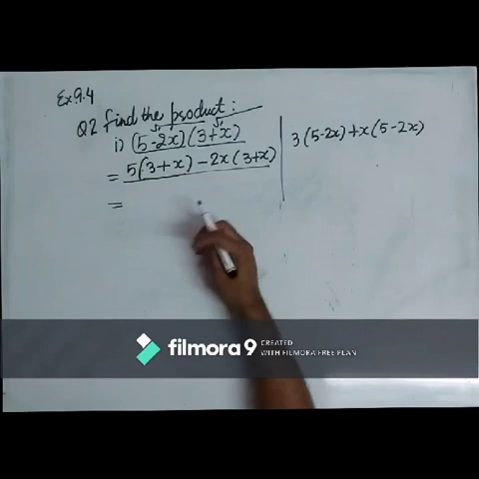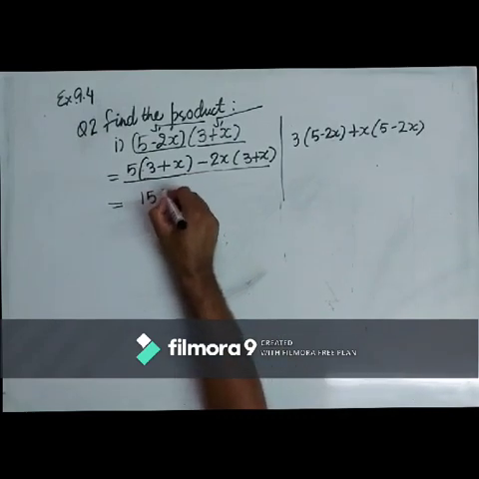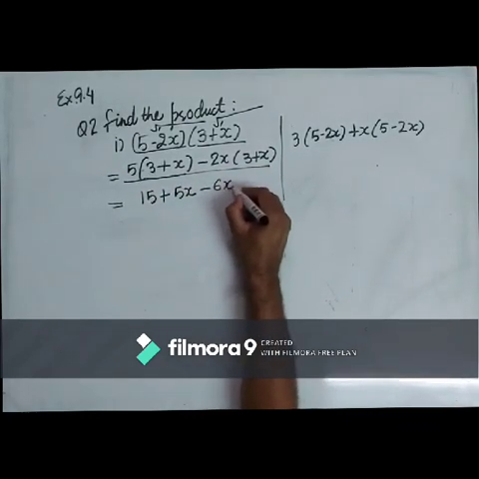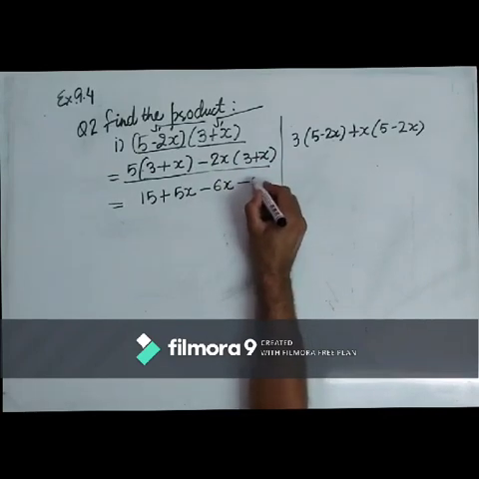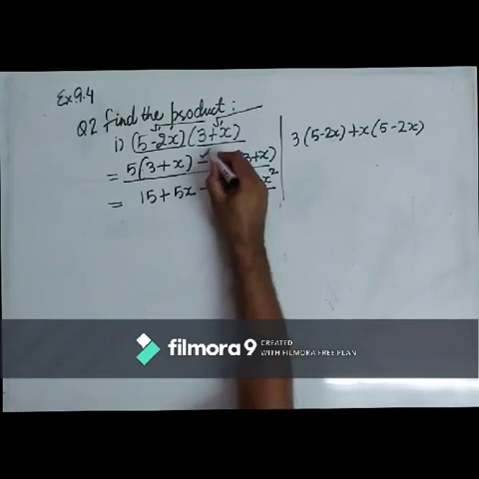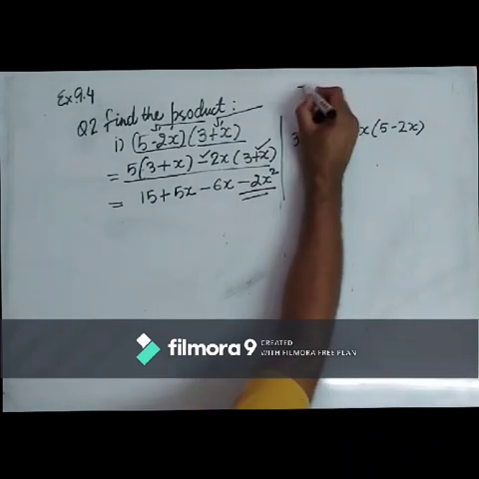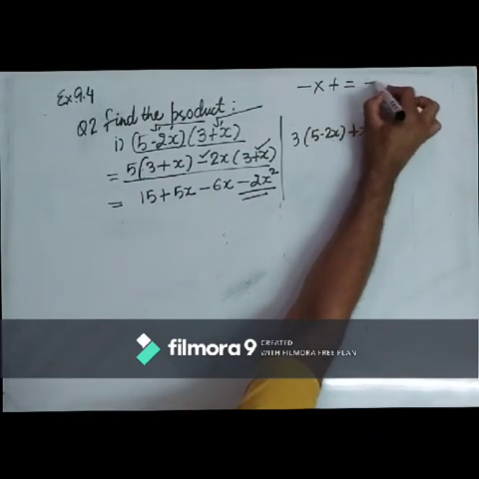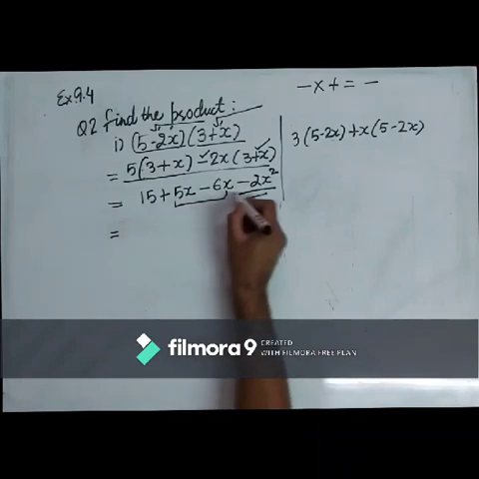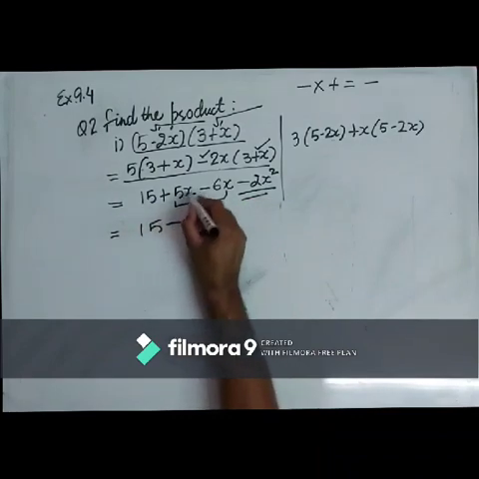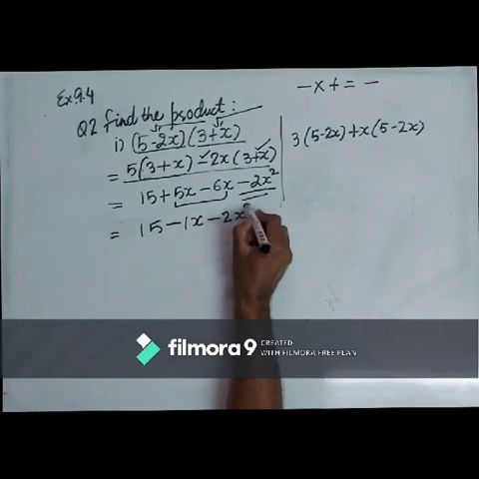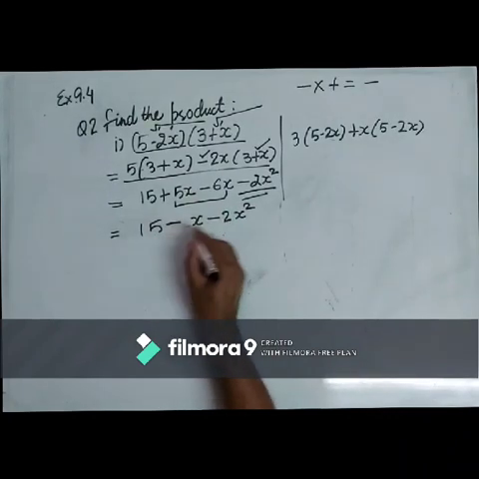Again, monomial and binomial we have done already. So this is 5 into 3, 15, plus 5 into x is 5x, minus 2 into 3, 6x, right? Make sure this is minus 2 into x, this is minus 2x square. Note it down, this is a negative sign, because of this negative sign multiplied by a positive sign. Minus multiplied by plus is always minus. So this is your answer. These two are similar, the like terms. So this is 15 minus 5x minus 6x is minus x, minus 2x square. Even if you are not putting the 1, this is minus x.